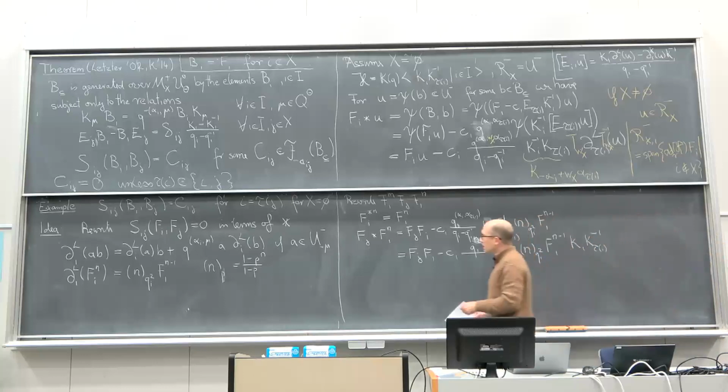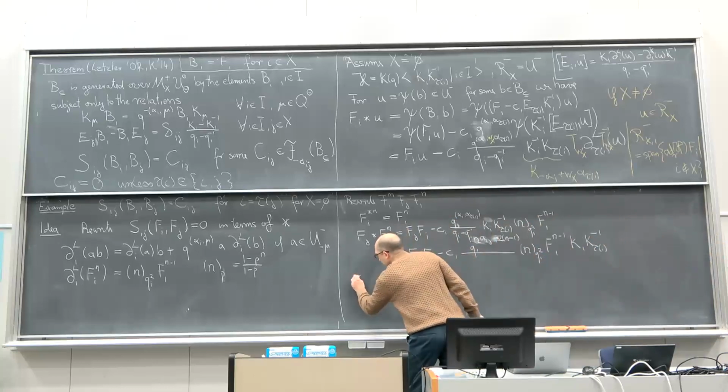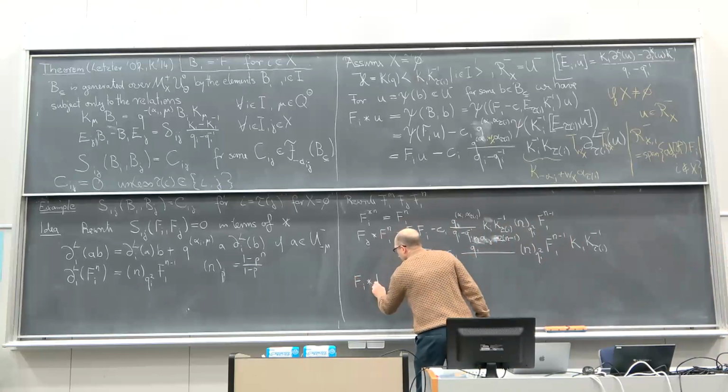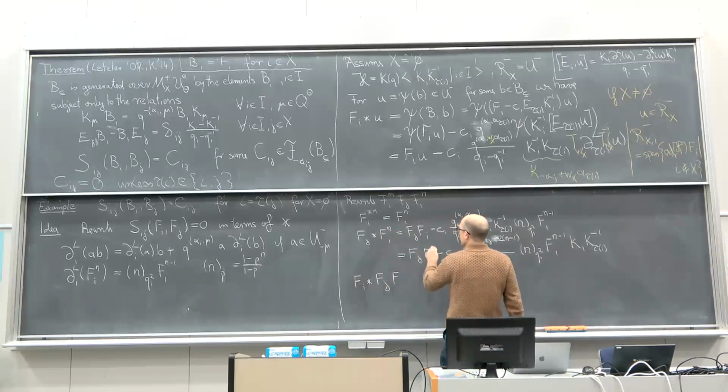And now I continue. So now we have, again, F_i star F_j, F_i to the n.